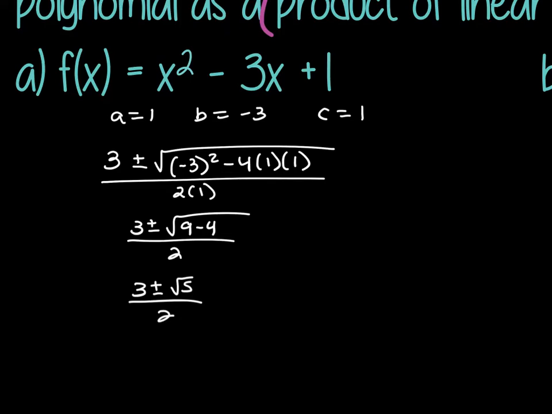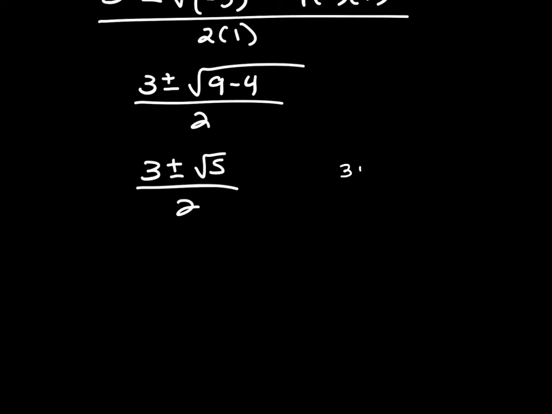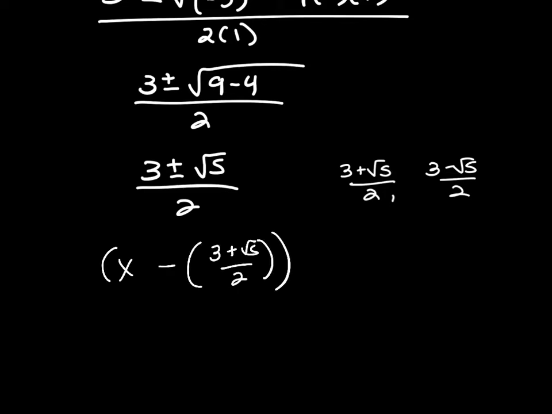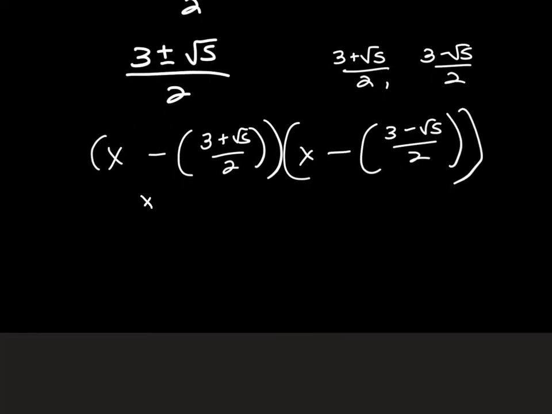That's your zeros, right? Now, if I want to write that as a product of linear factors, there are actually two zeros there. 3 plus root 5 over 2, 3 minus root 5 over 2. Those are my zeros. So if I want to write them as a product of linear factors, I have to do x minus 3 plus root 5 over 2, x minus 3 minus root 5 over 2. The negative is going to get distributed to both parts of my numerator.